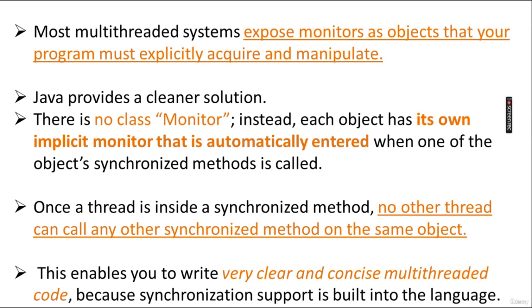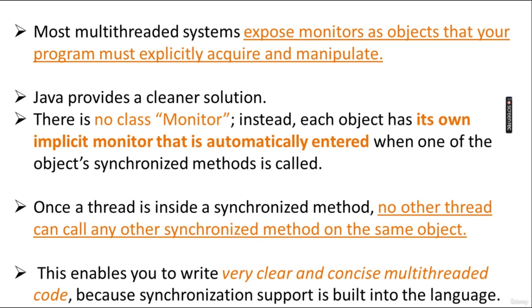Java provides a clear solution. There is no class monitor. Instead, each object has its own implicit monitor that is automatically entered when one of the object's synchronized methods is called. So what has Java provided? A cleaner solution. There is no class called monitor. Instead, each object has its own implicit monitor that is automatically entered when one of the object's synchronized methods is called. How it is achieved, we will see in the upcoming slides.